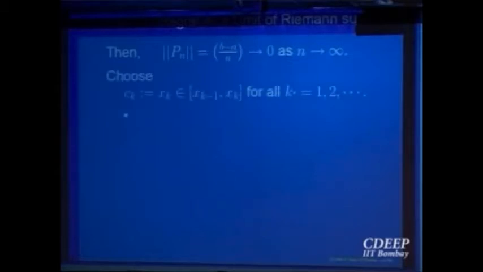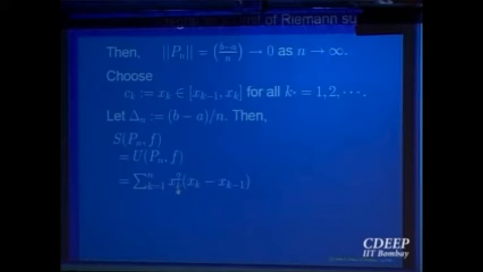And let us choose the point c_k as an arbitrary point, right? For my convenience, I will choose the point c_k to be x_k, the right end point. Then what is S(P,f)? That is the same as U(P,f), the upper sum, because the function y = x² is increasing. So let us write Δn to be the length of each subinterval, (b minus a)/n, and let us calculate S(P,f) with respect to this equal partition. So it will be x_k², f at c_k, into the length of the subinterval.